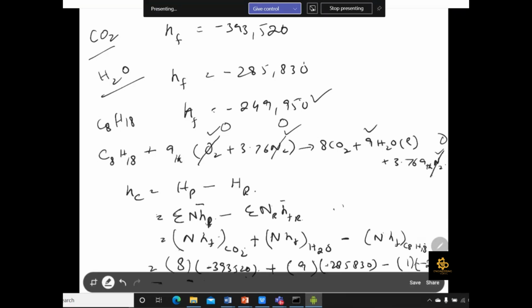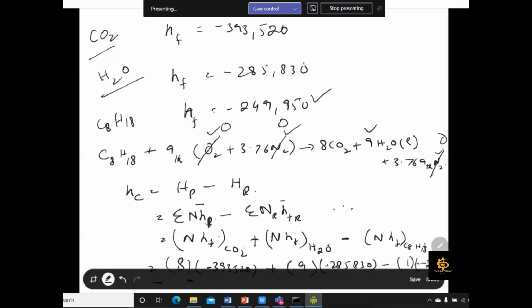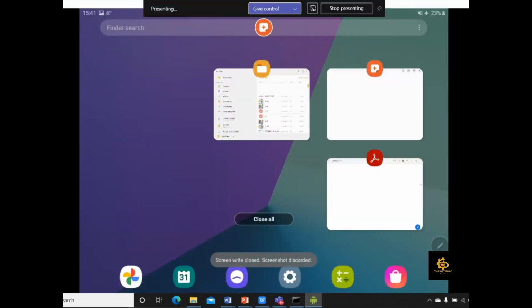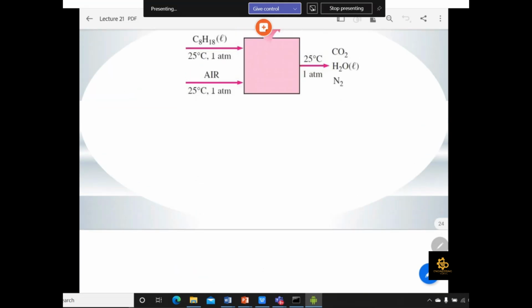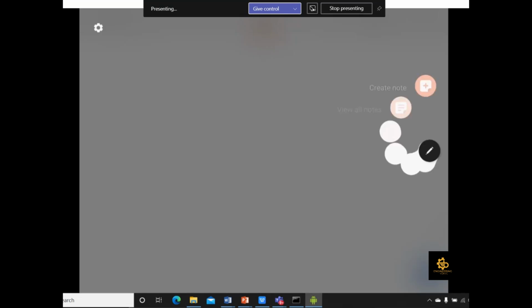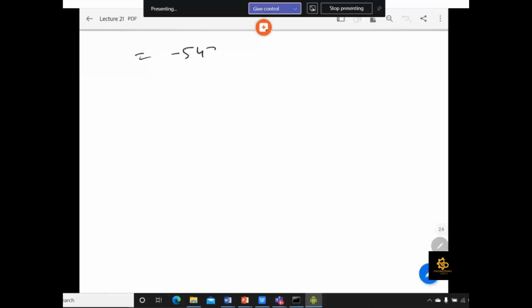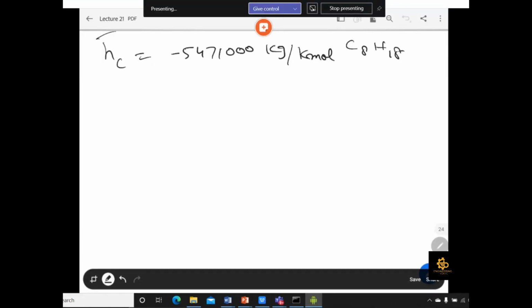Which is the required thing in your problem statement. So if you solve it, it will be equal to minus 5,471,000 kilojoule per kilomole of C8H18. This is the required thing we had to find using this data, which is the enthalpy of combustion. If you have any question, you can ask me.